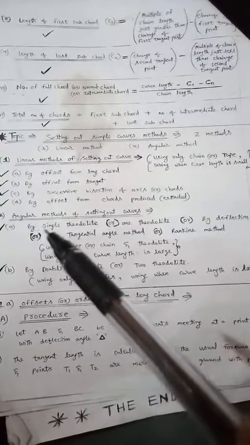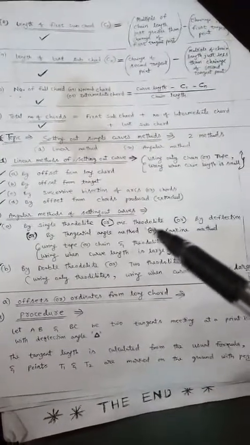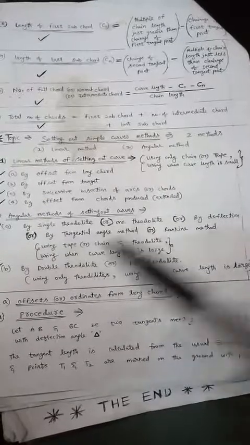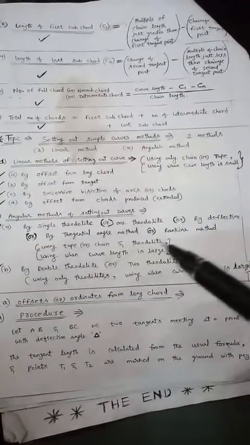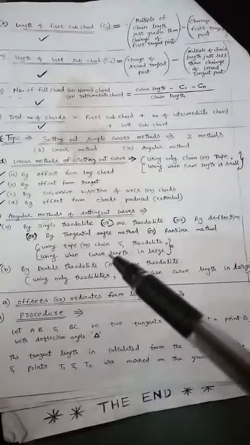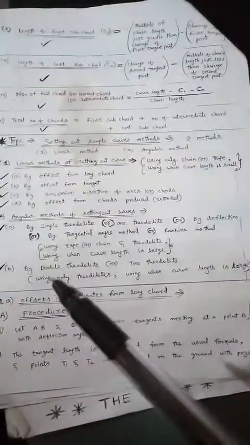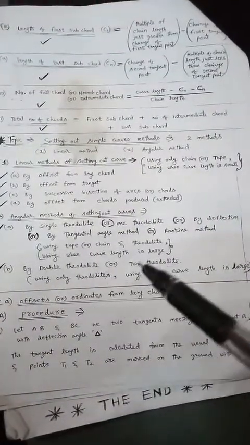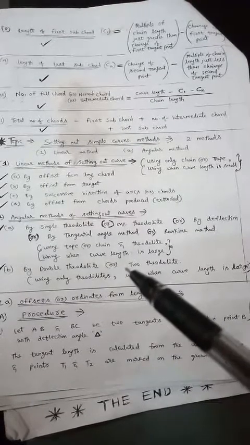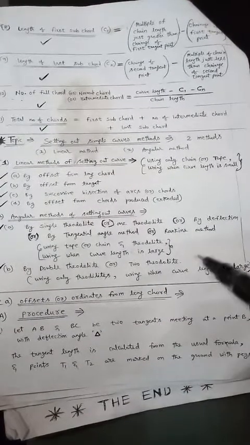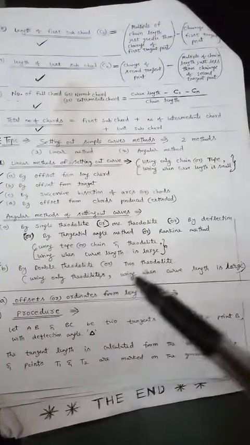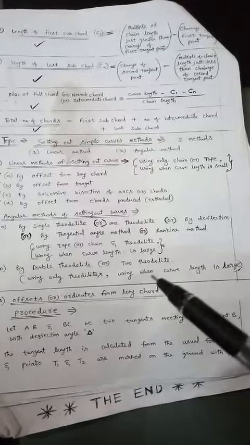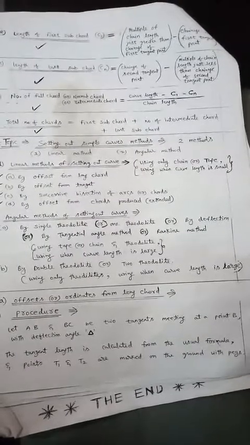The single theodolite method's other names are Rankine's method, the deflection angle method, or the tangential angle method, using a tape or chain and a theodolite. It is used mainly when the curve is large. The double theodolite method's other name is the two theodolite method. In this we use only theodolites. This method is used when the curve length is large.